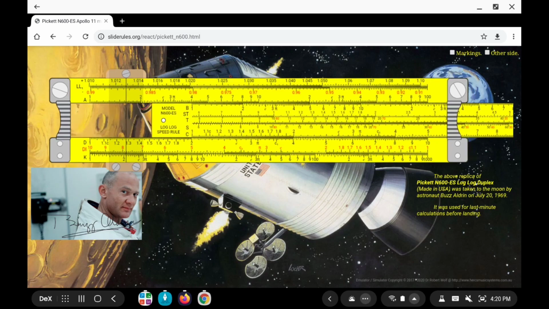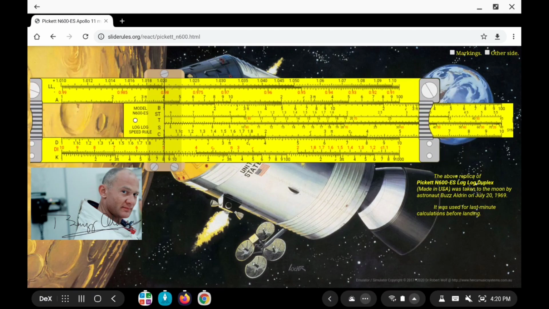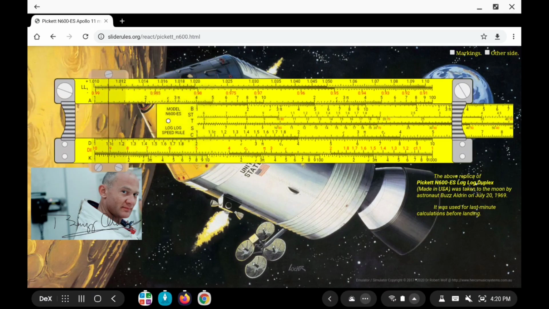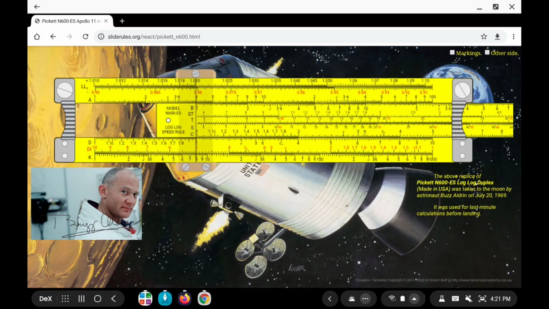If you look, 2 is represented by the length from the left end here up to where the 2 is on the D scale. Now 3 is represented by the start of the C scale and then this length. You can see that right here, the 3 on the C scale lines up with the 6 on the D scale. What's actually going on is that the length between the 1 on the D scale and the 2 on the D scale is the logarithm of 2.